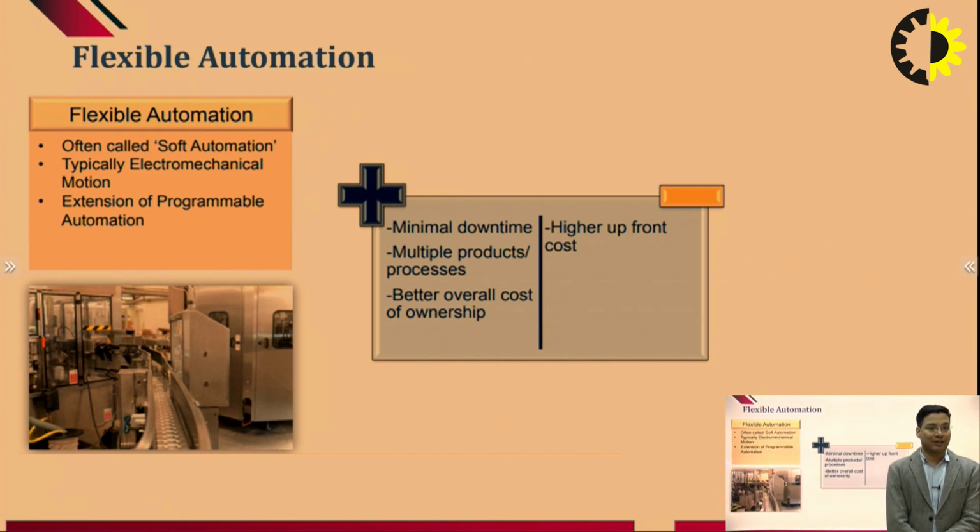If we talk about the advantages, we have the reliability for the machines to work in any particular condition. The downtime was reduced; it has minimal downtime. The feature of soft automation allows multiple products or multiple processes at that time. We can say that the cost of ownership compared to fixed automation is very effective as compared to programmable automation.